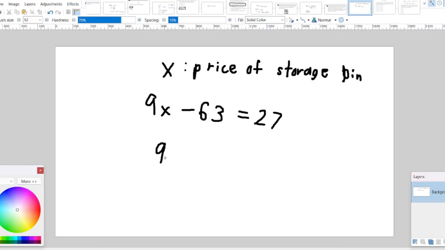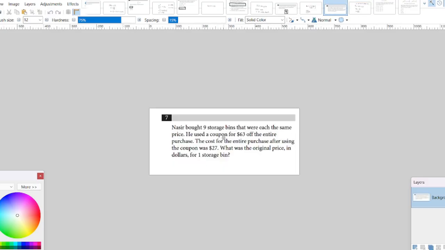So we start by adding 63 to both sides, which gives us 90 on this side, and the negative 63 and the 63 cancel out. So 27 plus 63 is equal to 90. That's why that's a 90 right there. And then let's divide both sides of this equation by 9. So 90 divided by 9 is equal to 10. So the price of a single storage bin in dollars is $10. Again, we don't need to write the units because they tell us the original price in dollars. So we just simply say 10. Okay? So the answer there is 10.